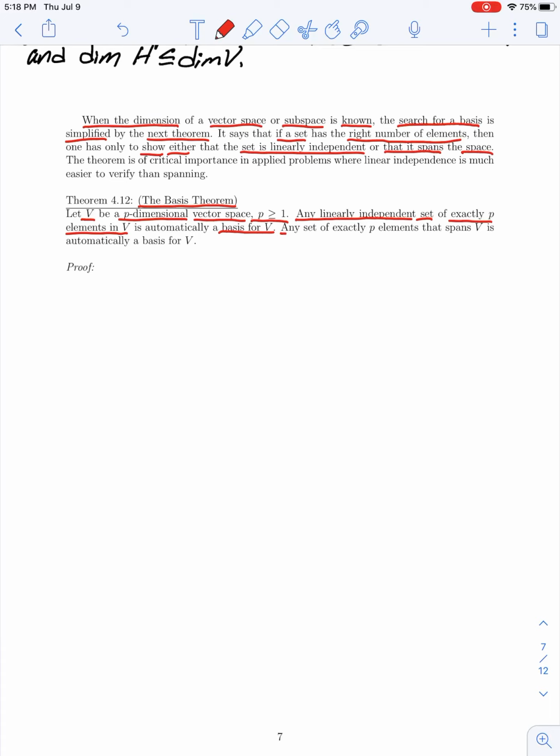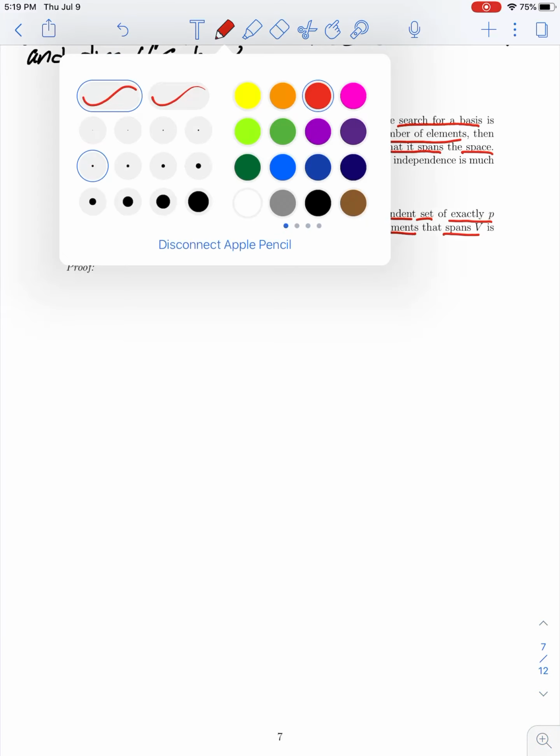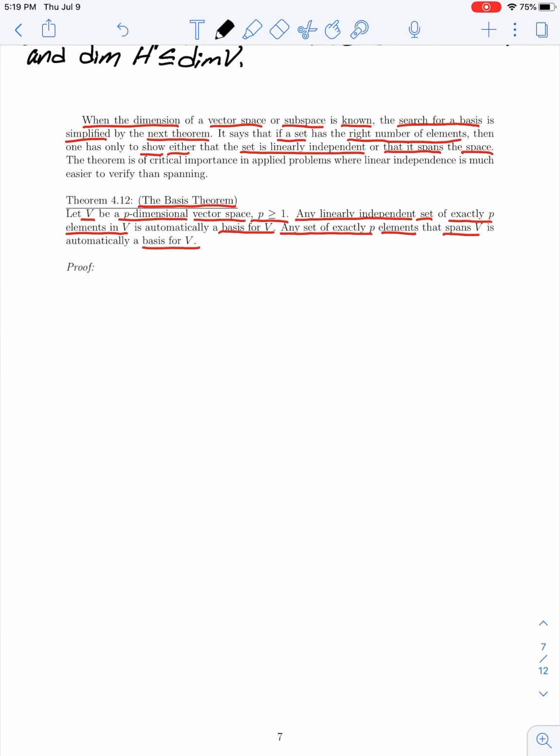And similarly, any set consisting of exactly p elements from the vector space V which spans V is a basis for V. So the basis theorem says if we have the correct number of vectors for a space of dimension p that's known, we only need to show that that set is linearly independent or that it spans our vector space in order to show that it forms a basis. So let's see if we can establish this result.